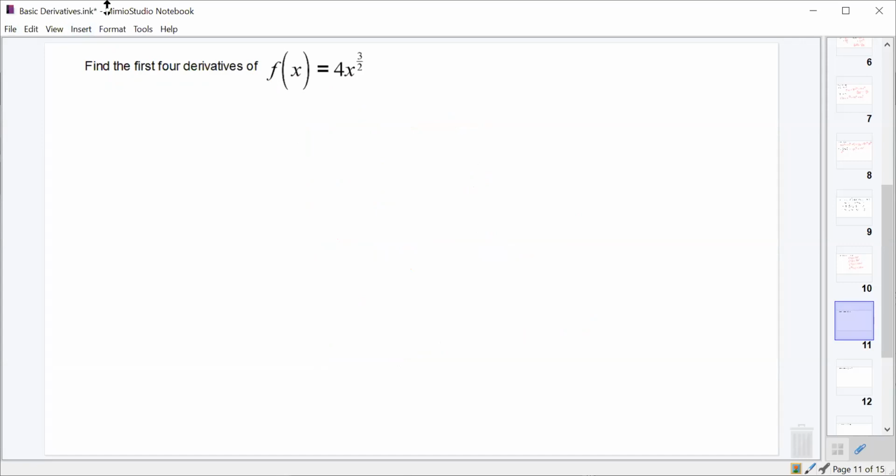All right, you guys do these first four, and we'll check them in just a second. So see if you can figure out those first four on your own.